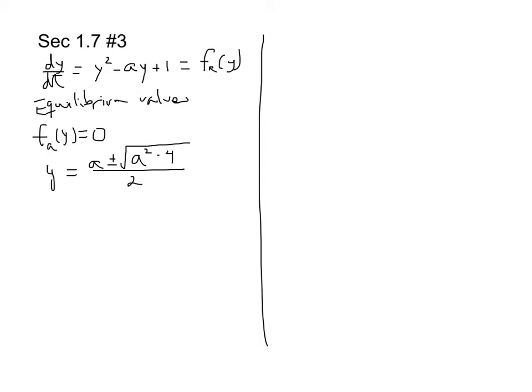Well, the radicand, the expression under the square root, will be negative if a is in this region. So if a is a number smaller than 2 and bigger than minus 2, there'll be no real roots. So no equilibrium values.